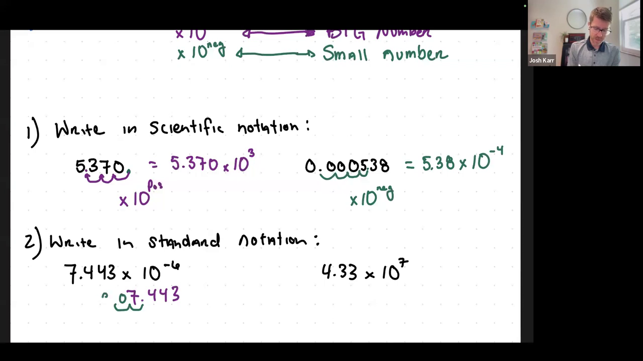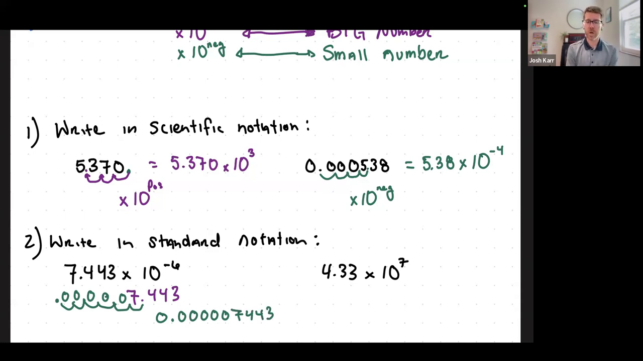So that's twice, 3 times, 4 times, 5 times, 6 times. The decimal place should go right there. Let's check it. Once, twice, 3, 4, 5, 6 times. That is my final answer. I'm going to rewrite it so it's nice. 0.0000074 43, that is 5 zeros and then 7, 4, 4, 3.